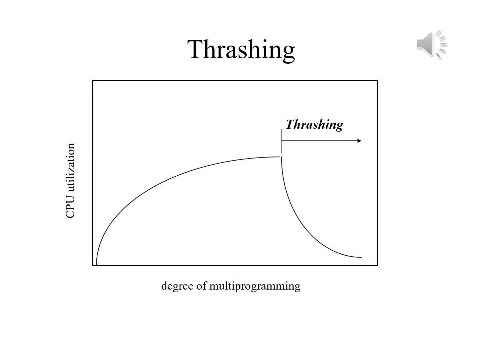Thrashing is a phenomenon where a system spends far too much of its time swapping pages and not enough of it completing the useful work. As you see in the illustration, increasing the number of concurrent processes increases the utilization of the CPU until you reach some point, and it drops off precipitously.